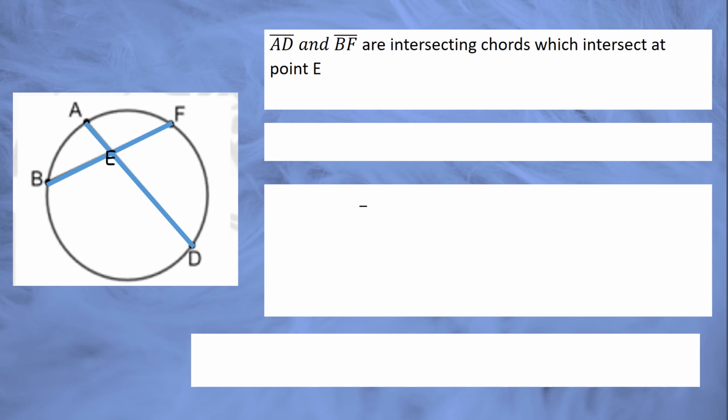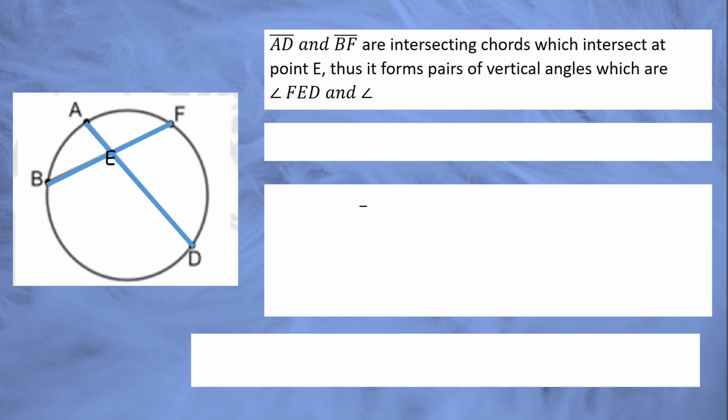Example. So, we have two chords. Segment AD and segment BF. AD and BF are intersecting chords which intersect at point E. Thus, it forms pairs of vertical angles which are angle FED and angle BEA. The other pair, angle AEF and angle DEB.